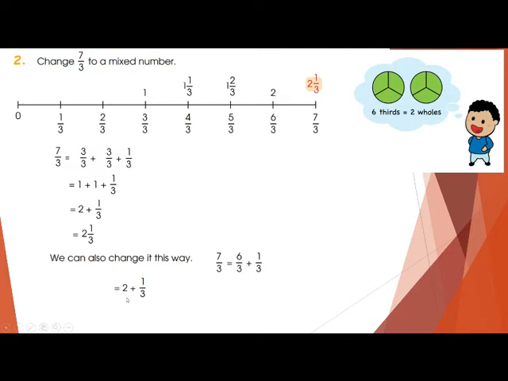6 thirds is equal to 2. So we are writing the 2. And then you have 1 third. So how can you write it in the form of a mixed number? 2 and 1 third, like this. Okay.